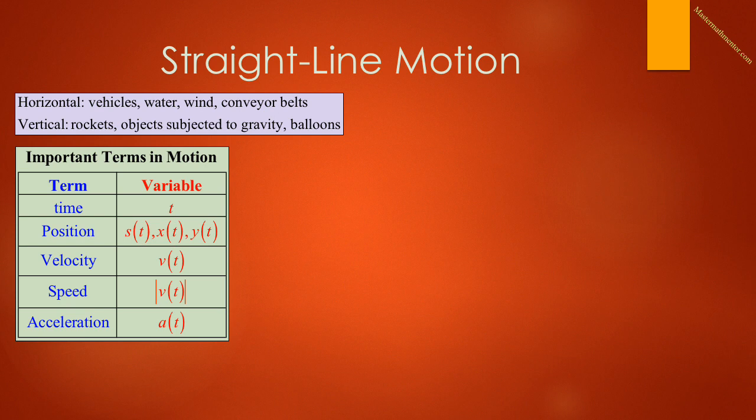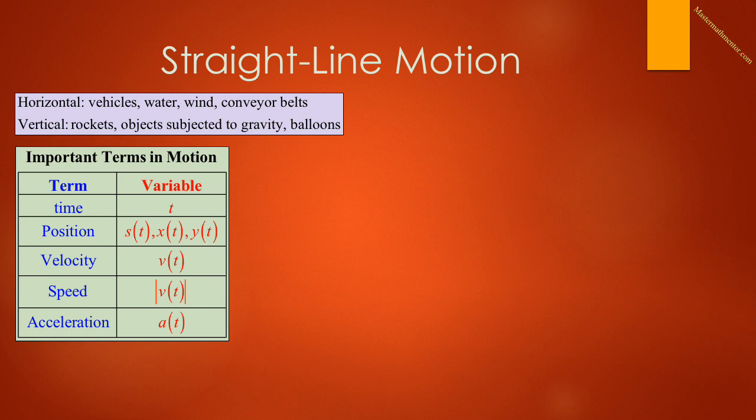There are certain terms that we will be using in this section and variables to represent them. First, we start with time, which could be measured in seconds, minutes, hours, or whatever time unit you choose. The variable usually used is t.